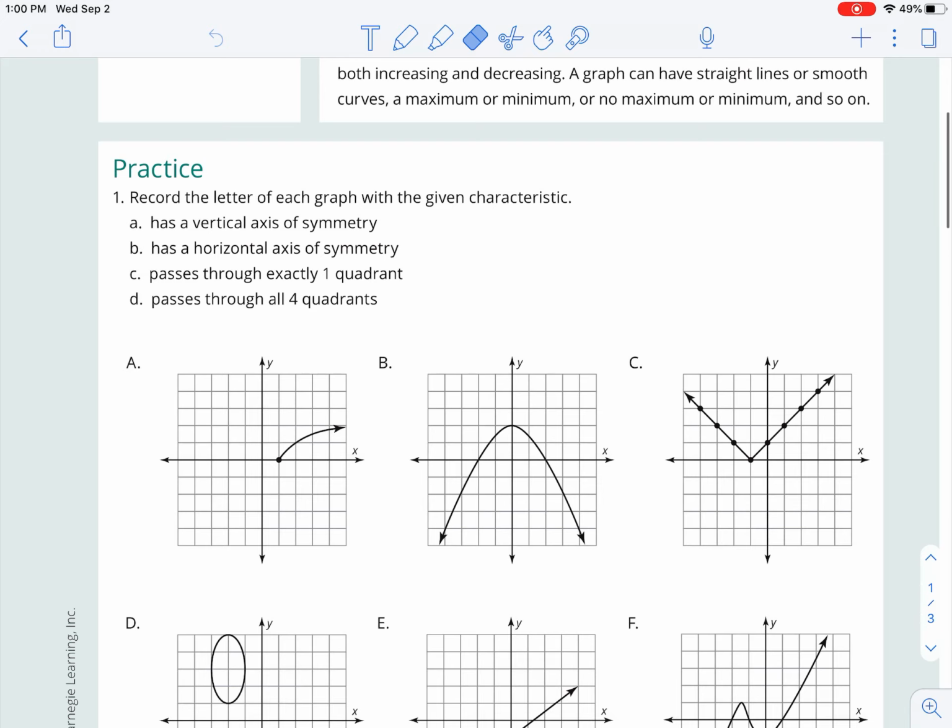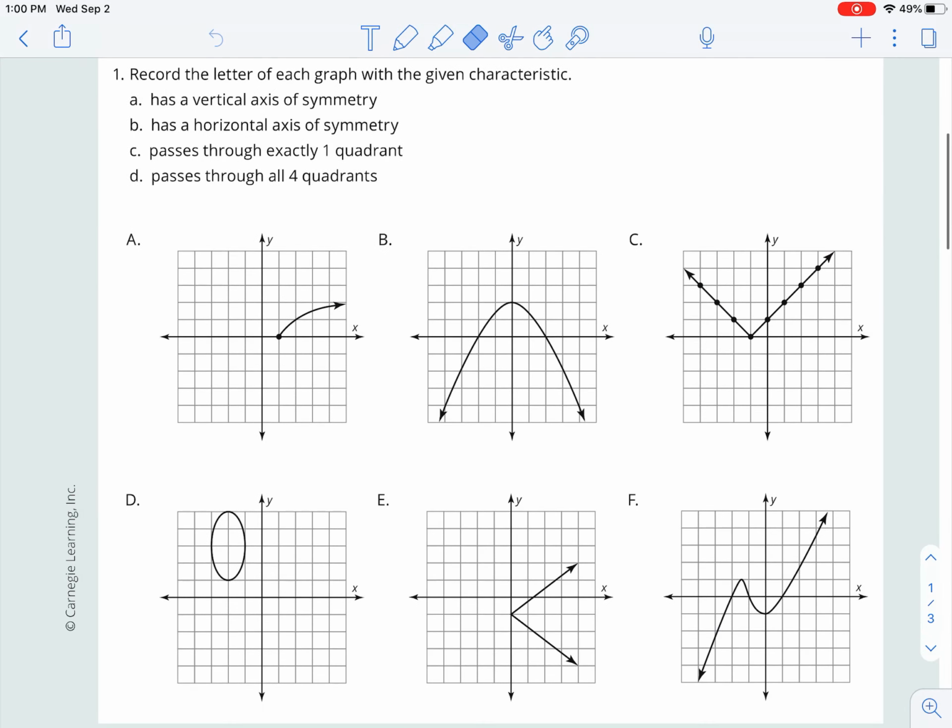Record the letter of each graph with the given characteristic. So of those 6 graphs, which one has a vertical axis of symmetry? Graph B does, graph C, graph D, E does not, and neither does F. So B, C, and D. Okay.